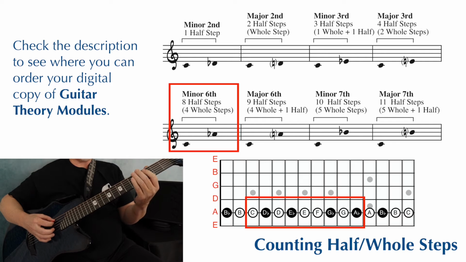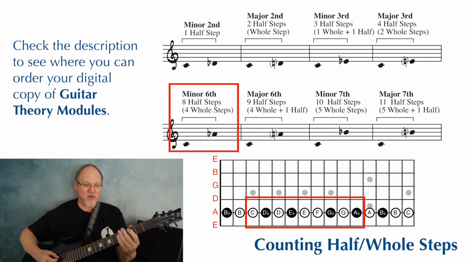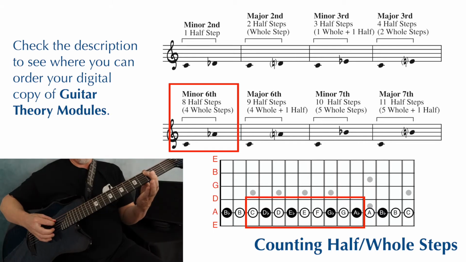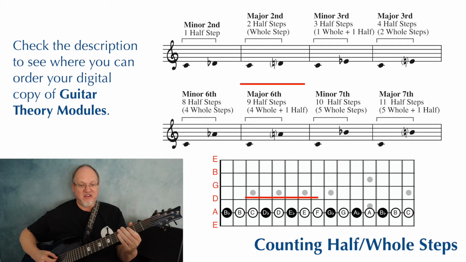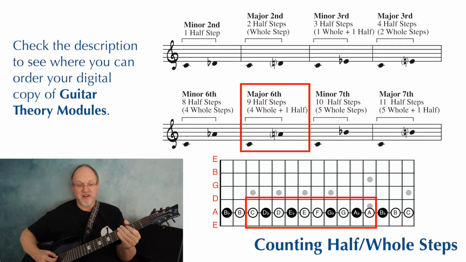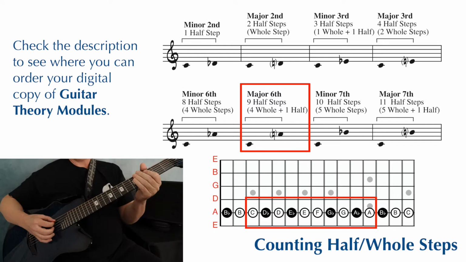A minor sixth is 8 half steps, which is a lot of half steps to count, so you might want to count 4 whole steps instead. So there's your start, and you count 4 whole steps from here. 1, 2, 3, 4. So C to A flat is 4 whole steps, your minor sixth. C to A, your major sixth, is 9 half steps, or 4 whole steps and a half step.